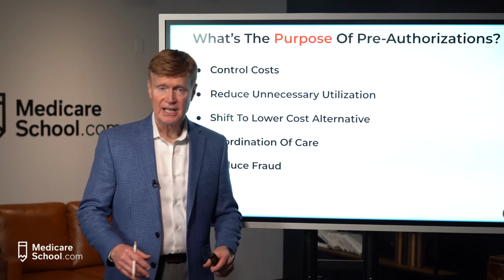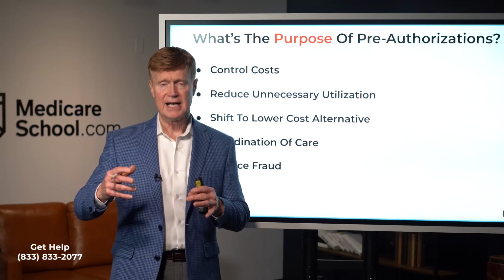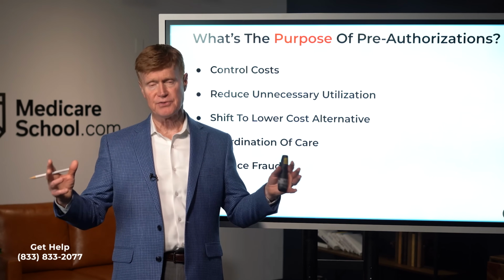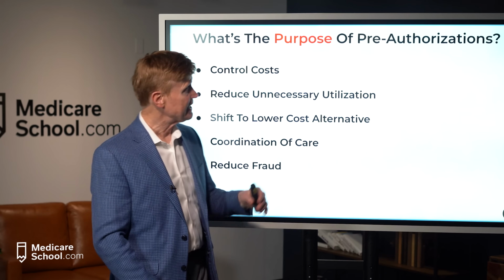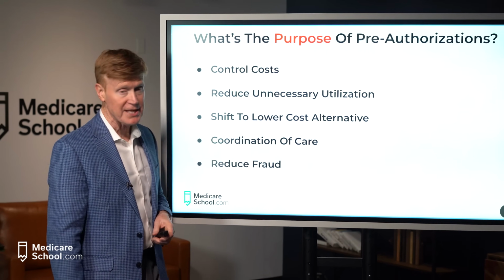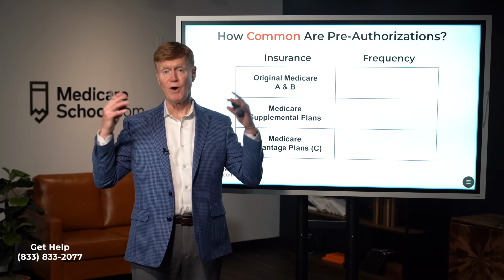And then fifthly, the reason would be for fraud. This would be to reduce the fraud, the waste, the abuse that goes on within the Medicare system. Sadly, billions of dollars are wasted every single year from fraud, waste, and abuse. And so again, this tool of a pre-authorization should be able to help that as well. So those are the 5 different reasons we have to jump through these hoops. All right, so that's what they are and why we have to have them.